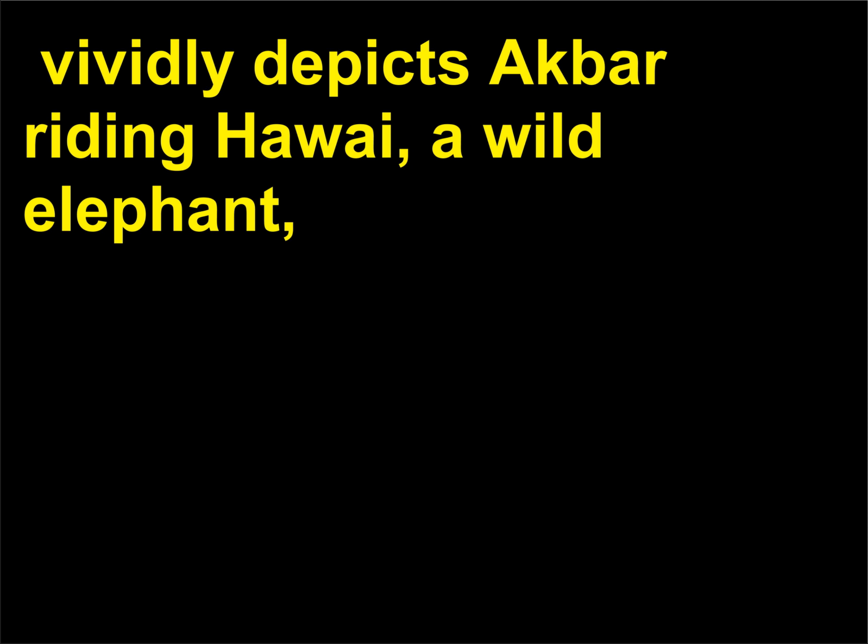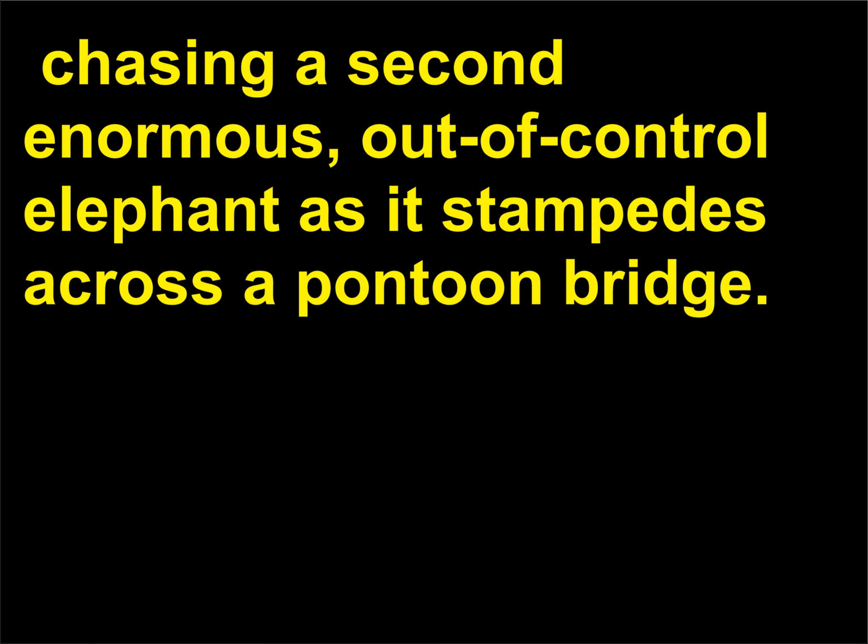Folio 22 of the Akbarnama, now part of the collection at the Victoria and Albert Museum, vividly depicts Akbar riding Hawai, a wild elephant, chasing a second enormous, out-of-control elephant as it stampedes across a pontoon bridge. The image is filled with bold colors and details that add drama to the story.